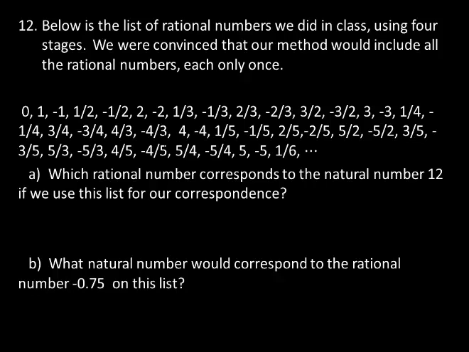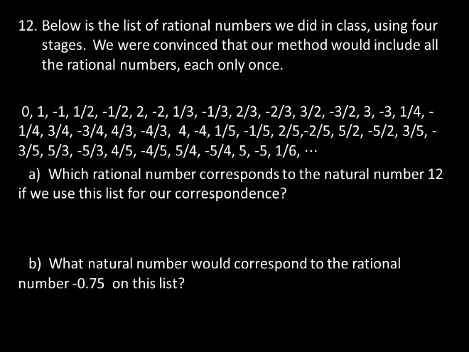If we can do that with any infinite set, if we can make a list where each element of the set is on it and only one time, we have created just by the list a one-to-one correspondence with the natural numbers. So this below is a set of rational numbers we did in class using 4 stages. We were convinced that our method would include all the rational numbers, each only once. And then I give you the first, I don't know, 30 or 40 numbers on that list.